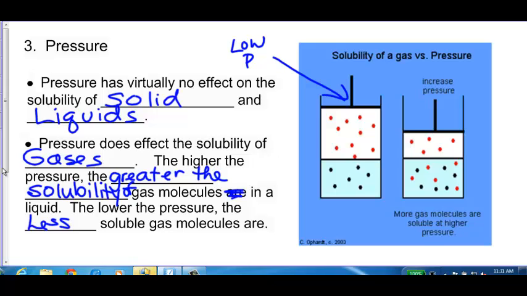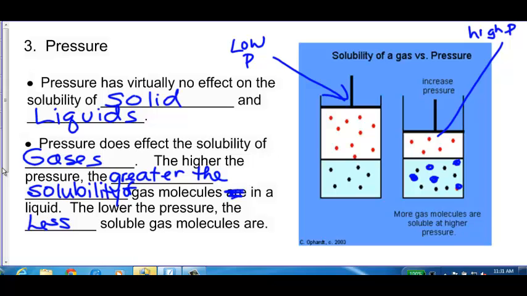But when you increase the pressure, that's what you're doing here. This is high pressure, right? You push that syringe down, you force those gas molecules into solution. So all of these are now the gas molecules that are dissolved due to the increase in pressure.